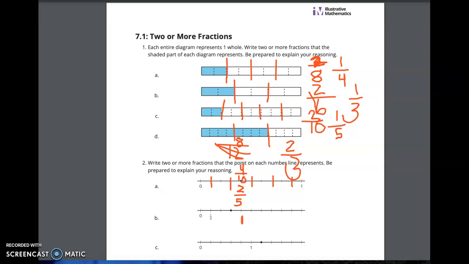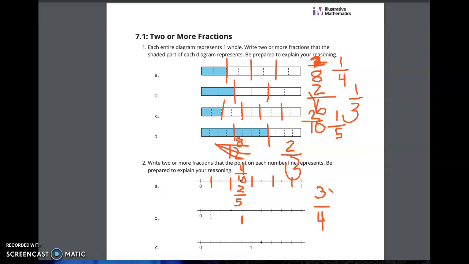All right, so let me show you the shortcut. Instead of having to cut the number line into all these little pieces, especially once you get into higher numbers, it gets a little crazy. So let's say I wanted to find the equivalent fraction of 3/4. What you can do is you can multiply the top number and the bottom number by the same number to find out if it's equivalent.